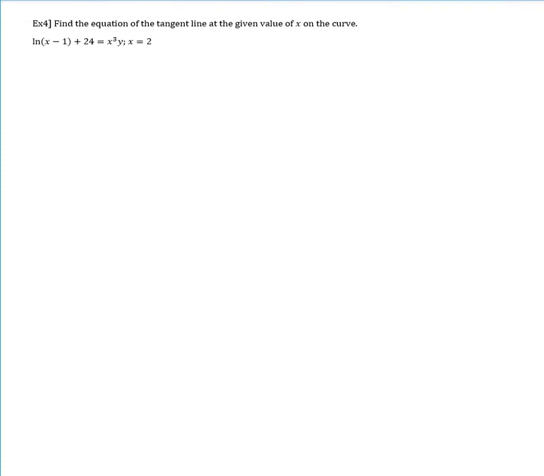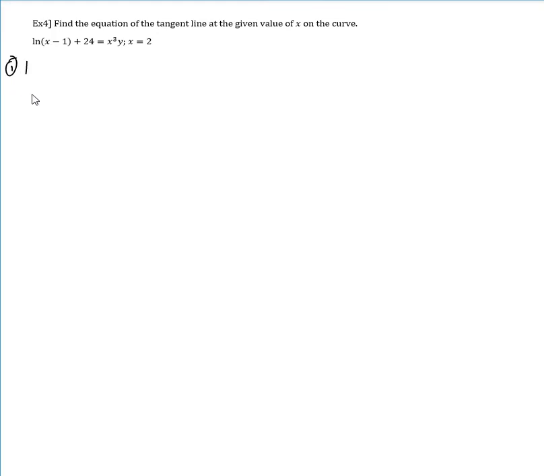Hi everyone, welcome to our video on finding the equation of a tangent line using implicit differentiation, where we have a natural log involved. Our strategy for this is the same as always for finding the equation of a tangent line. My first step is to get the derivative.